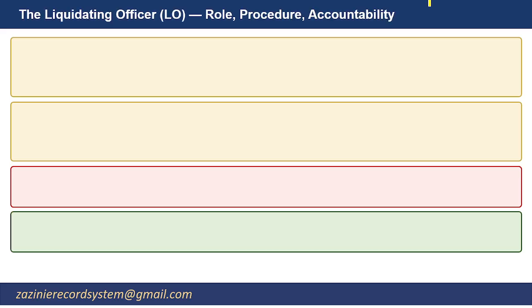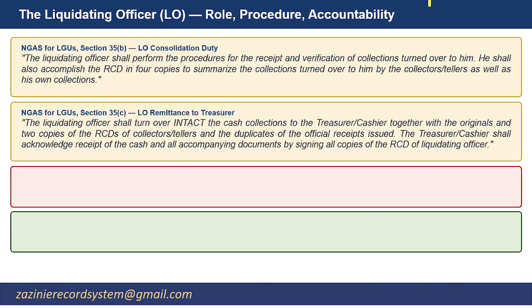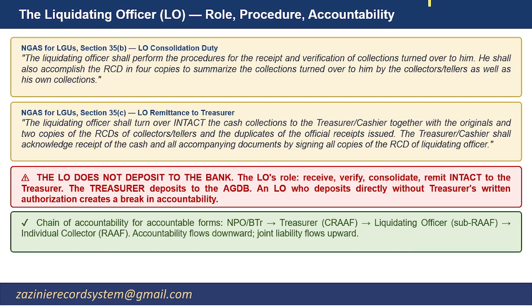Special attention on the role of the liquidating officer, because confusion here leads directly to broken chains of accountability. This officer receives collections from field collectors, verifies them against their submitted reports, consolidates everything into a separate report of collections, and remits the cash, intact, to the treasurer. The critical rule: the liquidating officer does not deposit to the bank. That function belongs exclusively to the treasurer.